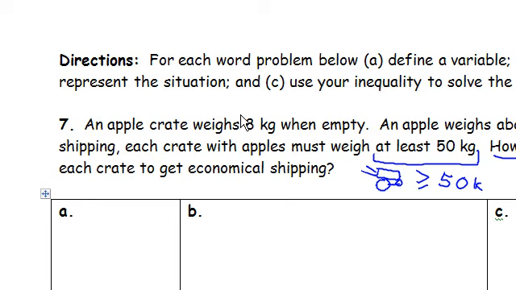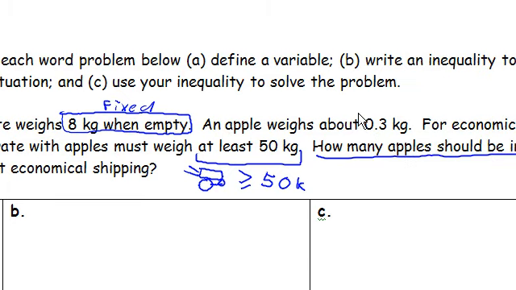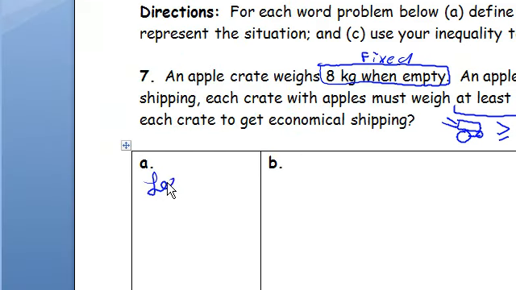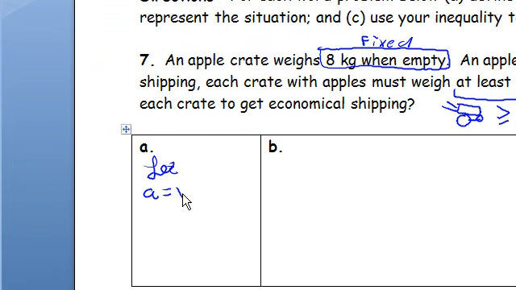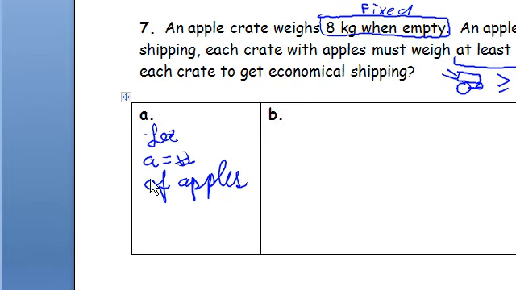It weighs 8 kilograms when empty. So this is kind of like our starting value, or our fixed quantity here. An apple weighs about 0.3 kilograms. So we know that each apple weighs 0.3 kilograms. And I'm going to let A represent the apples. So let A equal number of apples. Great, we just did part A. We defined our variable as A.